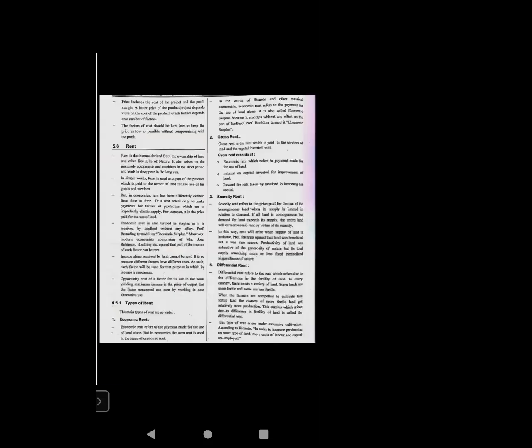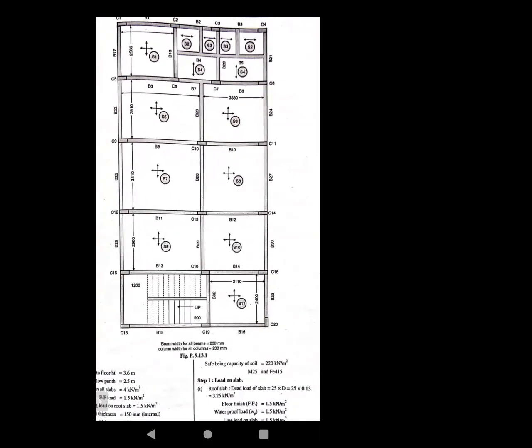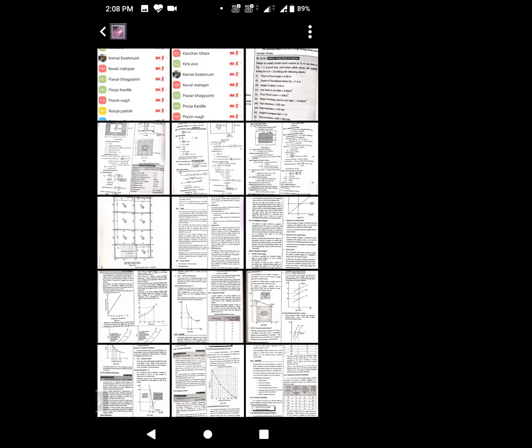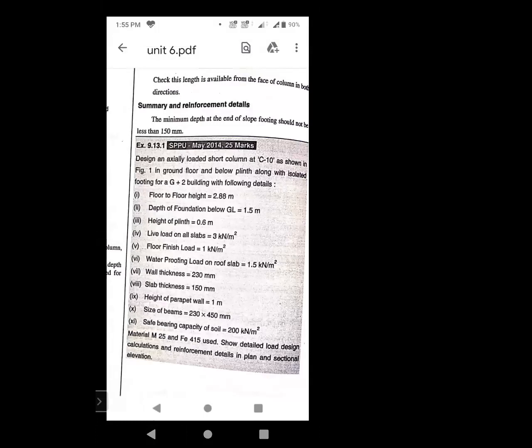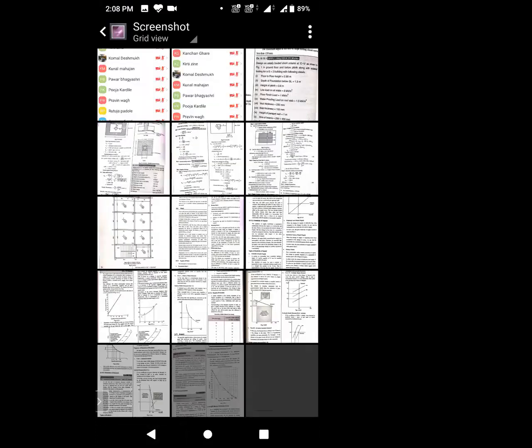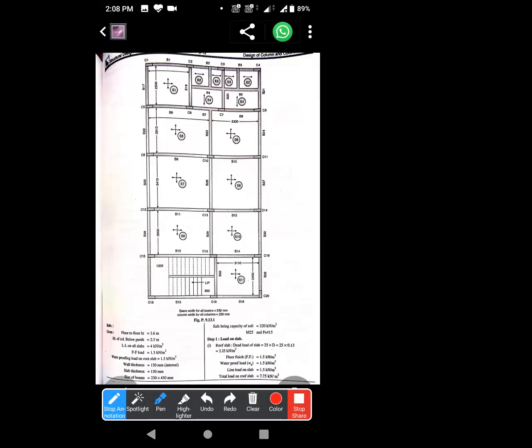Now, see here, this is your plan. The question is for the column you are going to design, C10. In the question it is given that you have to design an axially loaded short column at C10. Let's see where C10 is. See here in this diagram, you can see that C10 is here. You have to design this column.